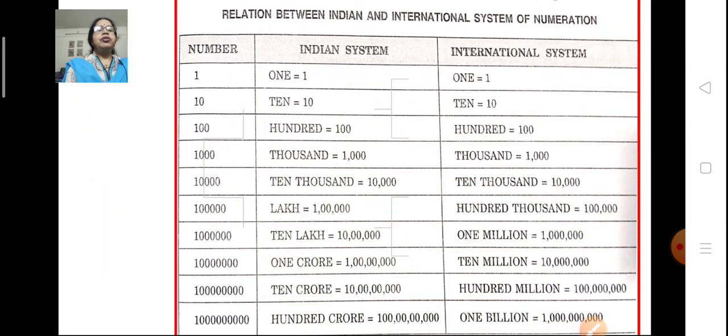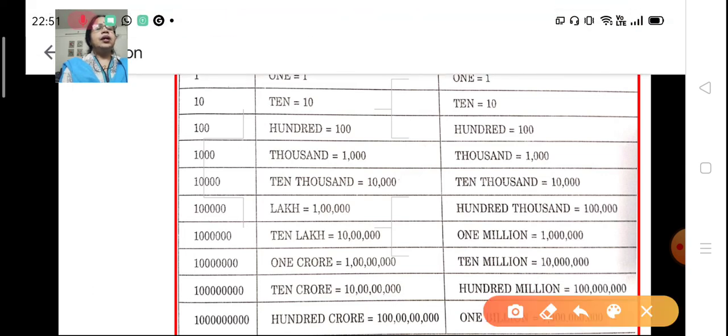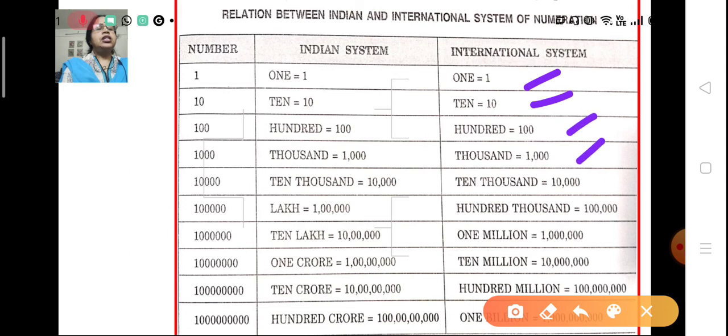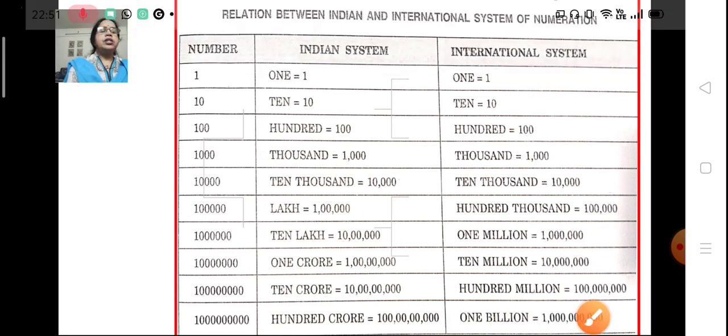So, this is the relation between the Indian and international system of numeration. Here ones place is the same, tens, hundreds, thousands, 10,000s, it is the same. But here 1 lakh becomes 100,000 in the international system, and 10 lakhs is 1 million in the international system, and 1 crore is 10 million, and 10 crores is 100 million, and 100 crores is 1 billion.